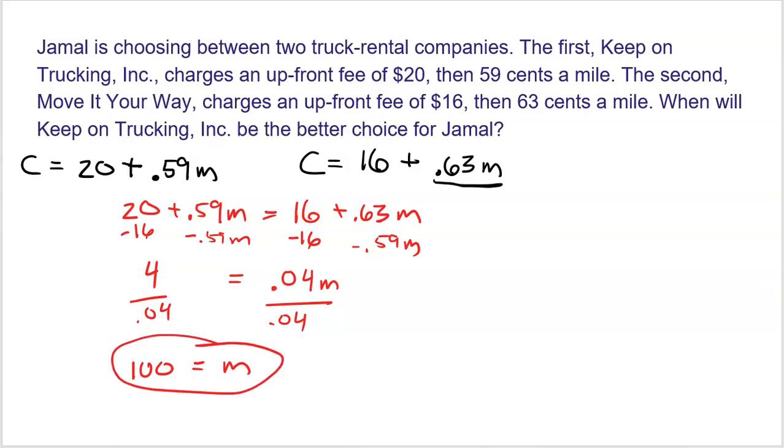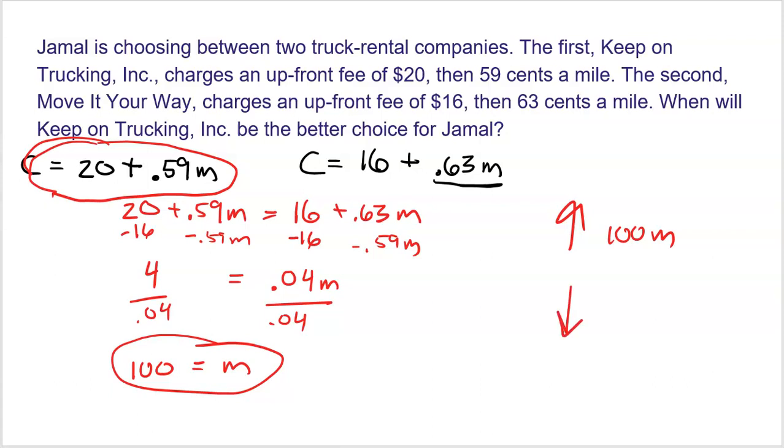Doesn't matter what truck company you use, at 100 miles, it's going to cost the same amount of money. But anything over 100 miles, it's better to go with Keep On Trucking. Because even though the initial fee of $20 is more money, you're actually paying 59 cents, which is a little bit less per mile. So with high mileage, the lower per-mile cost is better.